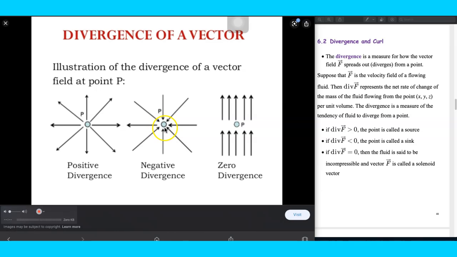And if the divergence is zero, it means that the fluid is said to be incompressible. If this happens, this vector field F is called a solenoidal vector field. If in future you learn about fluid dynamics, normally in order to simplify the calculation, you need to assume that the fluid flow is incompressible.